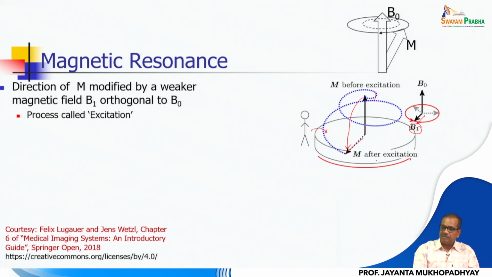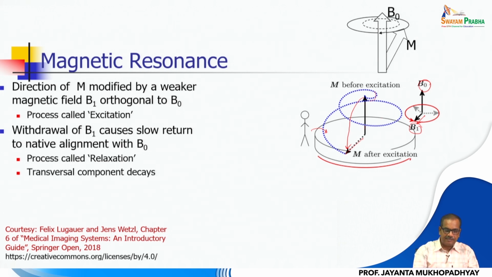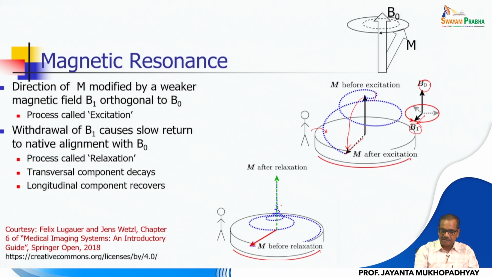But when you apply this orthogonal magnetic field, because you are exciting it, it has to be at the resonant frequency. At this external magnetic field there is a resonant frequency, and only if this field varies with the resonant frequency does it get excited. Otherwise, it does not get excited. And then if I withdraw this magnetic field, it goes back to its place, and we call that process relaxation. So this was excitation, and the other one is relaxation.